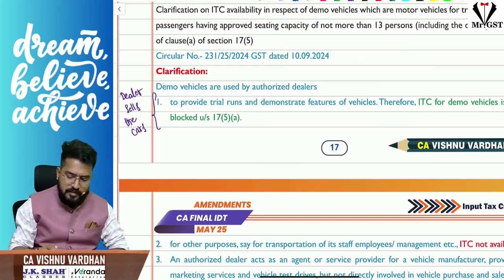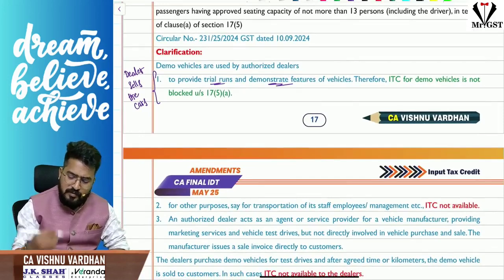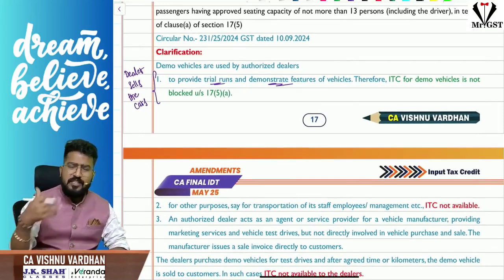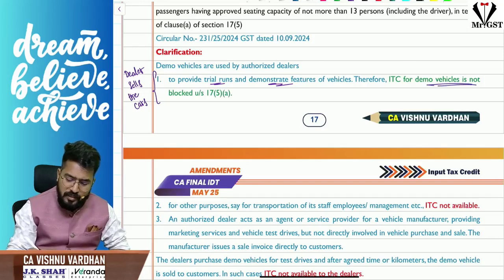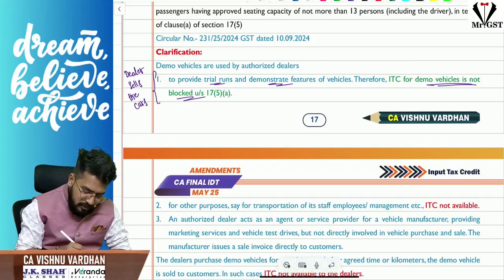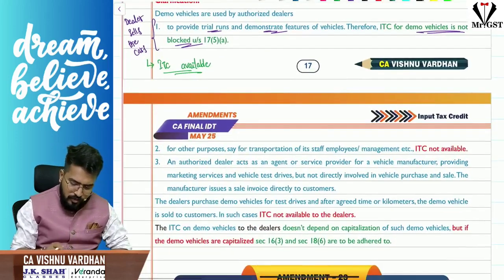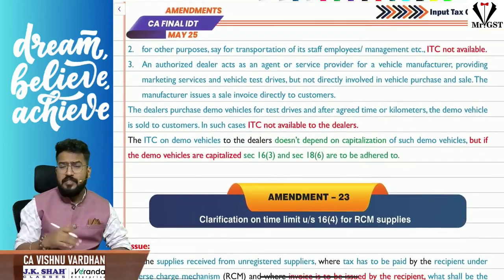Dealer sells the cars. So he will provide trial runs, demonstrate the features of the vehicles, all that stuff. For that, he will purchase the vehicles and he will use certain vehicles as demo vehicles. So there, ITC is not blocked. That means here ITC is available.